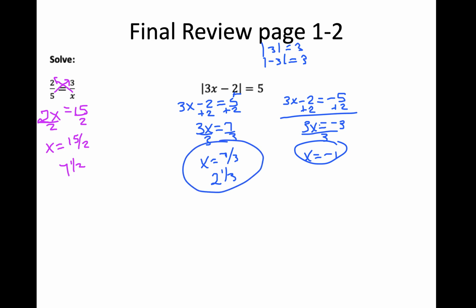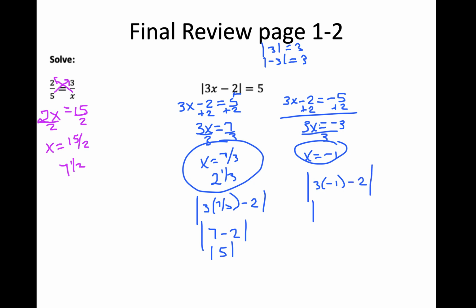If you put those in, absolute value of 3 times 7/3, minus 2, this gives you the absolute value of 3 times 7/3 is 7, minus 2, absolute value of 5, which is 5. For this one, absolute value of 3 times negative 1 minus 2 gives us the absolute value of negative 3 minus 2, which is the absolute value of negative 5, which is 5. So it works in that case.